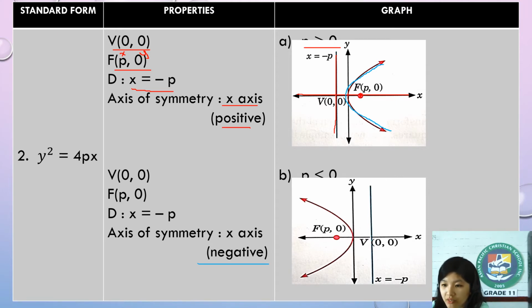Ayan, kapag negative kasi, itong mga nandito sa side na to. Ito ang ating focus. Then, nasa vertex ay origin. Then, ito ang directrix. So, ayan. Ganyan lang naman sila.